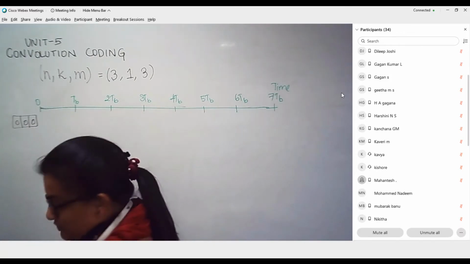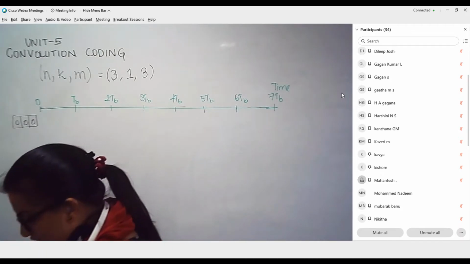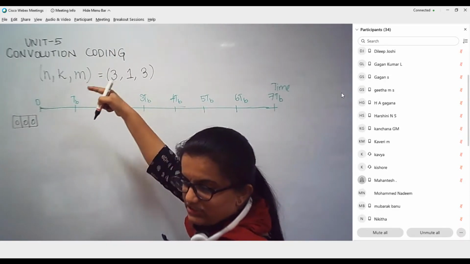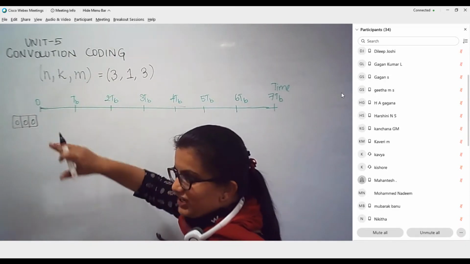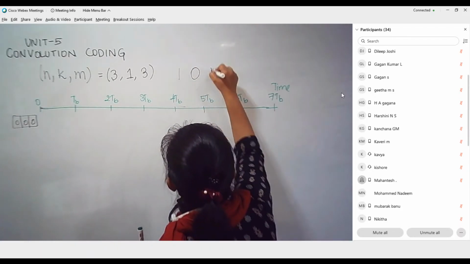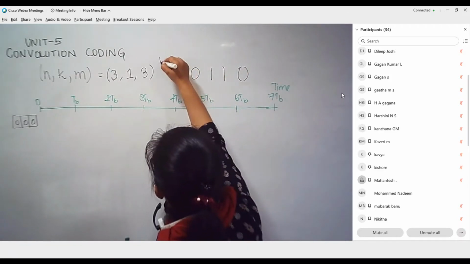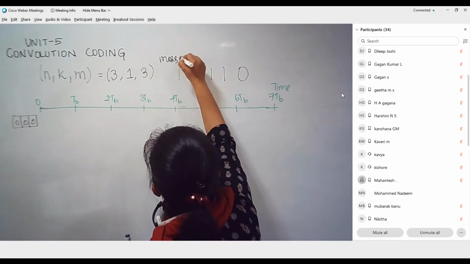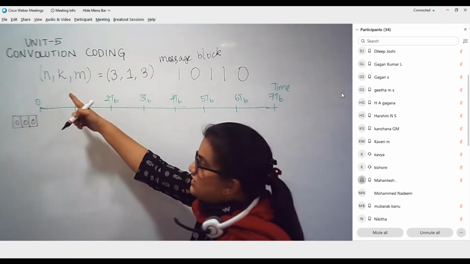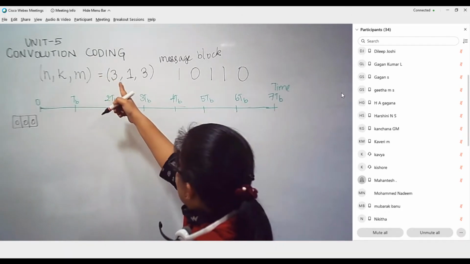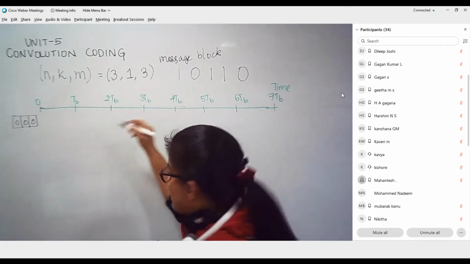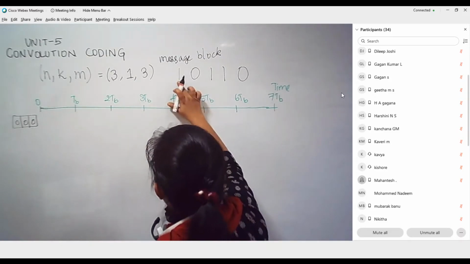Once I assume that I have an input stream of k bits, if I am sending k equal to 1 bit at a time, such that I have 5 such bits, so it is 1, 0, 1, 1, 0. I am considering this as my message length or the message block. But if you observe here, this n comma k comma m is only going to consider 1 bit at a time. The k number of bits is only 1.